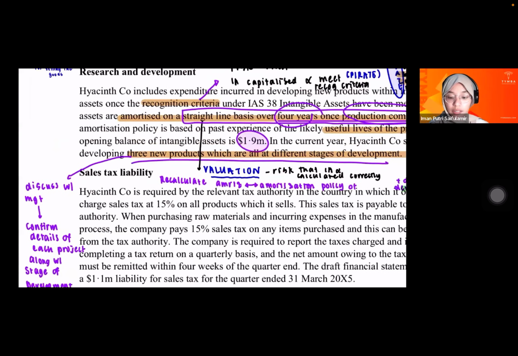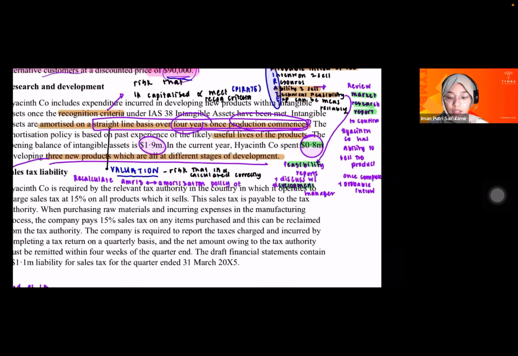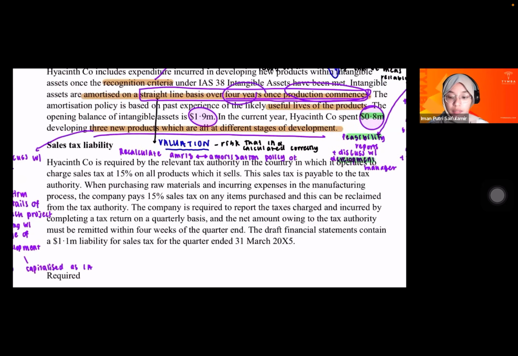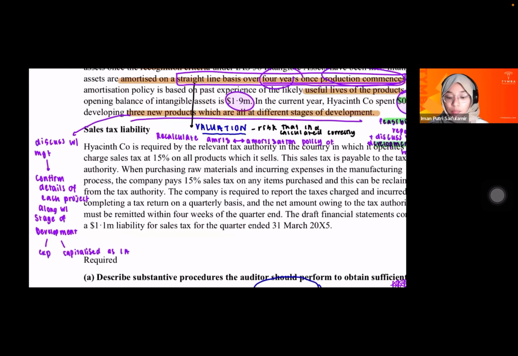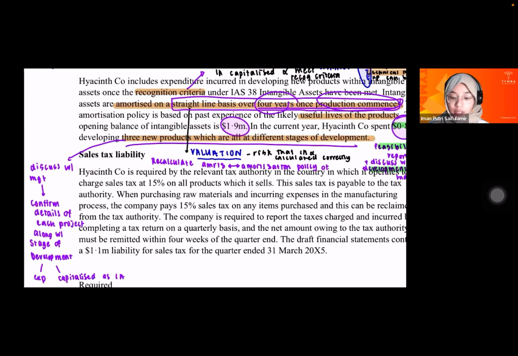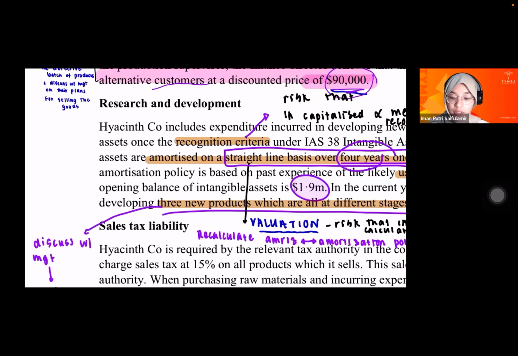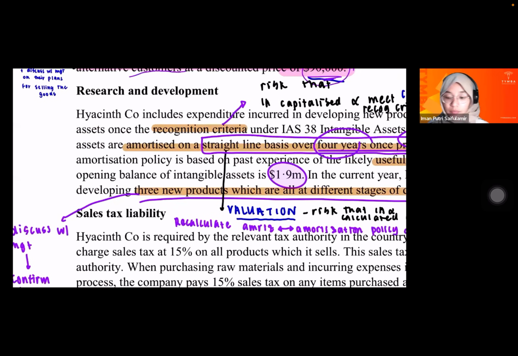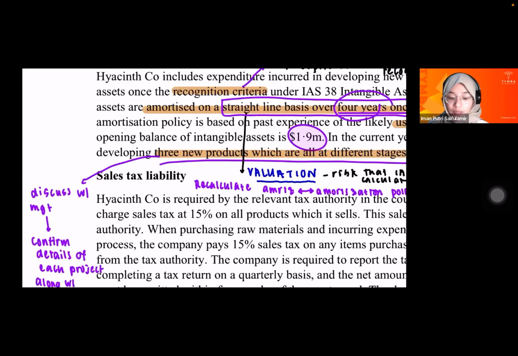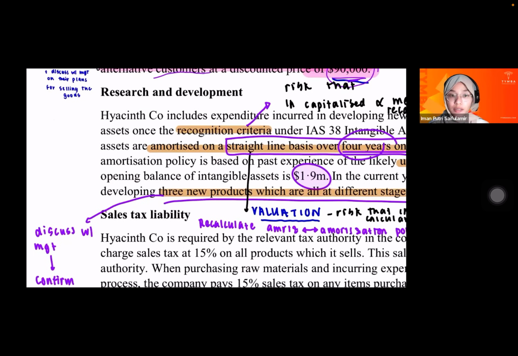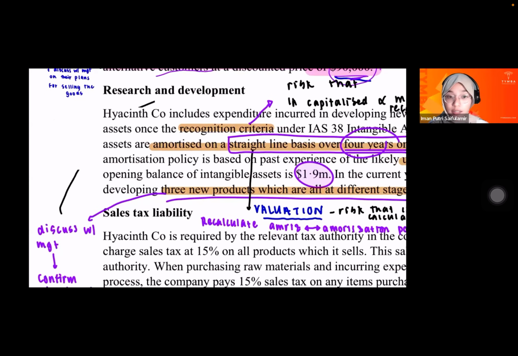Risk that, okay, so this is basically the same thing. Risk that IA capitalized does not meet the recognition criteria. I would say that this is the same risk here. However, this is specifically for the 3 new products. So make sure you talk about the 3 new products in your answer also.